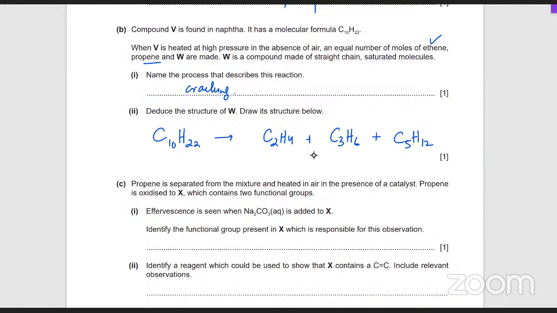Propene is separated from the mixture and heated in air in the presence of a catalyst. Propene is oxidized to X, which contains two functional groups. Effervescence is seen when Na2CO3 is added. So which compound will X be? Carboxylic acid, sir. Okay, that's going to be carboxylic acid.